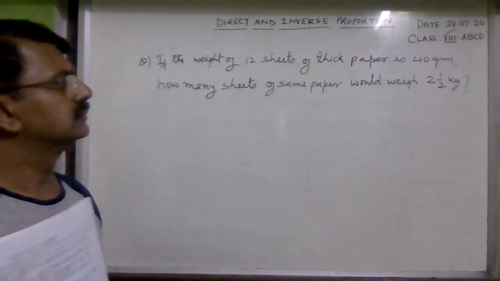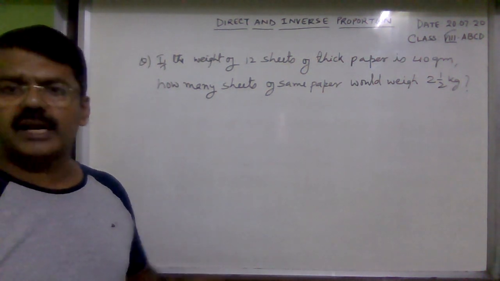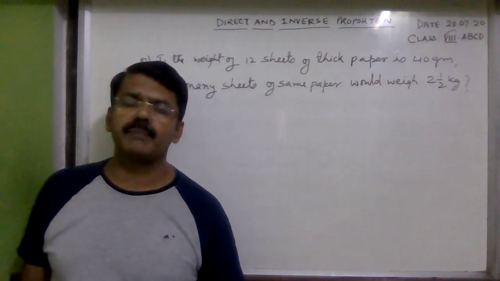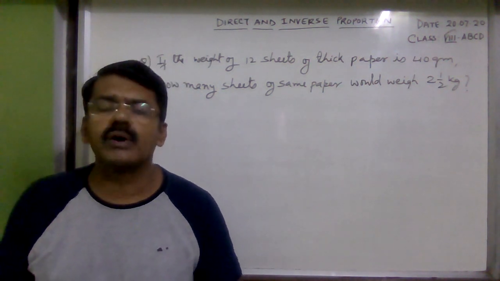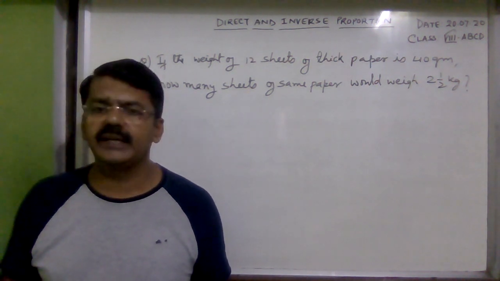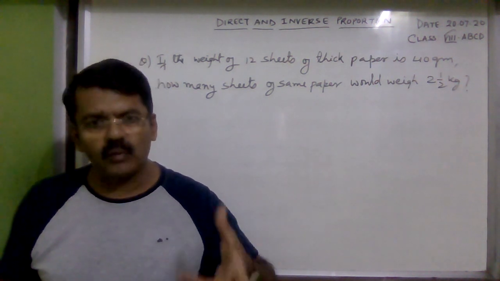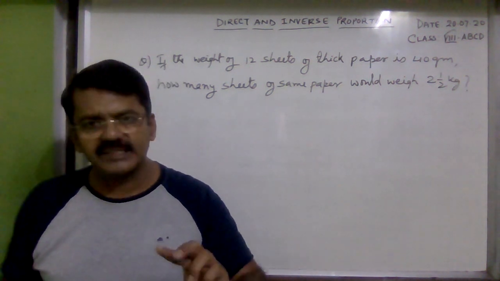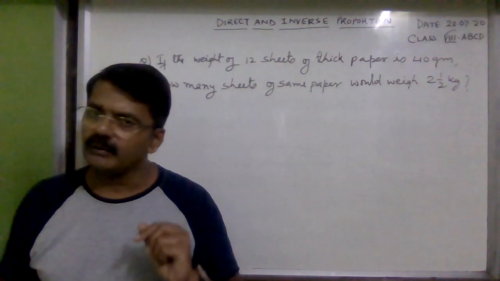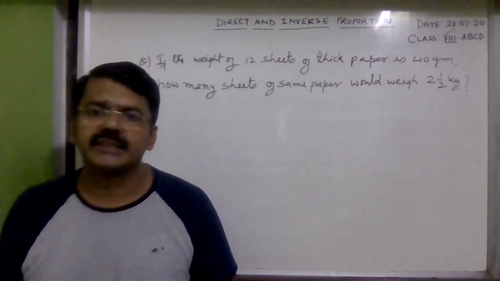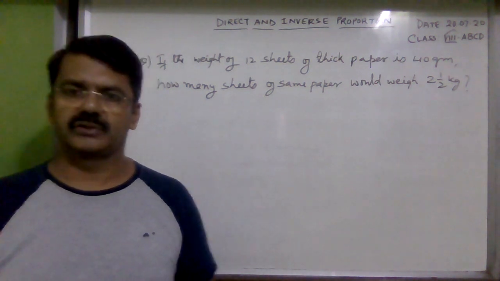Now see, again there are two quantities. The first quantity is number of papers and the second quantity is weight of those papers. Now it's very obvious, if more number of papers are there, the weight will be more. If less number of papers are there, weight will be less. That means the two quantities that we are discussing here, they are in direct proportion.